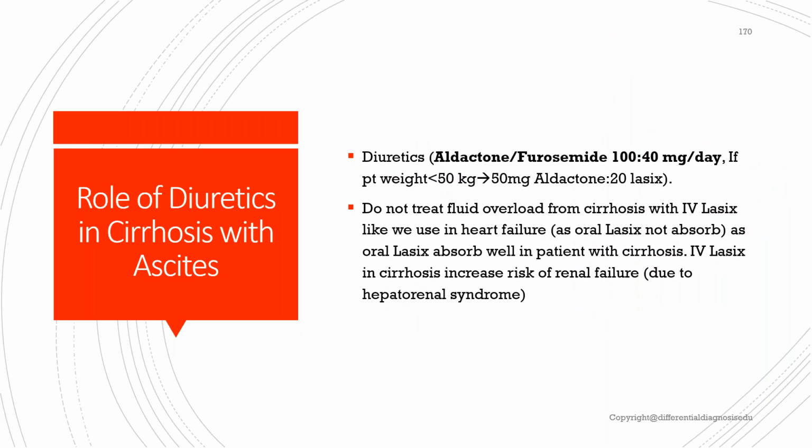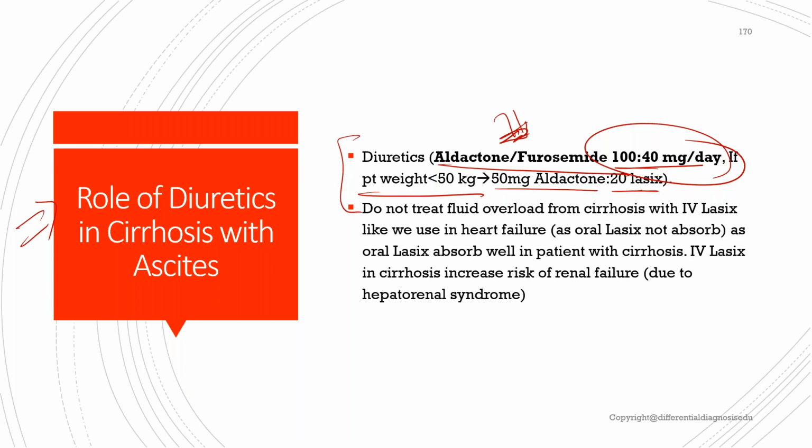Now, what is the role of diuretics? Because diuretics are one of the most important treatments, we will discuss the role of diuretics. So we'll start the patient on Aldactone and furosemide in a 100 to 40 ratio per day. But if the patient's weight is less than 50 kg, they are at risk of developing hypotension, and in that situation, you can decrease the dose to 50 milligram of Aldactone and 20 of Lasix.